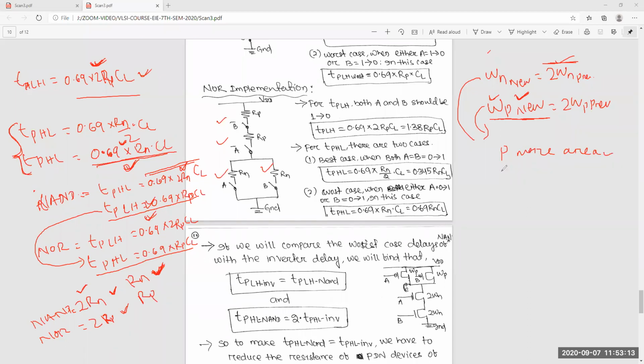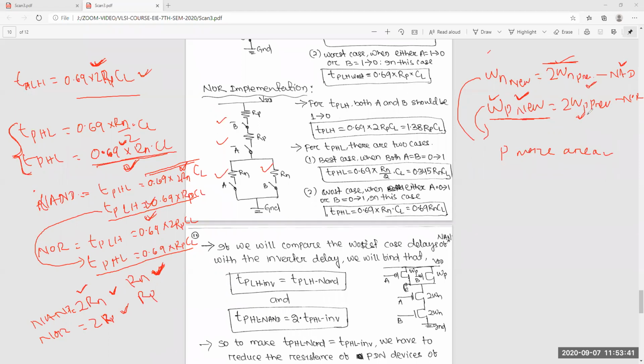Okay. So what will happen? If you increase the PMOS size, this is in the NOR case, this is in the NAND case. If you increase the PMOS size double, it will be equal to the inverter. Similarly for NAND, if you increase W 2 times, then you will get the equal value.